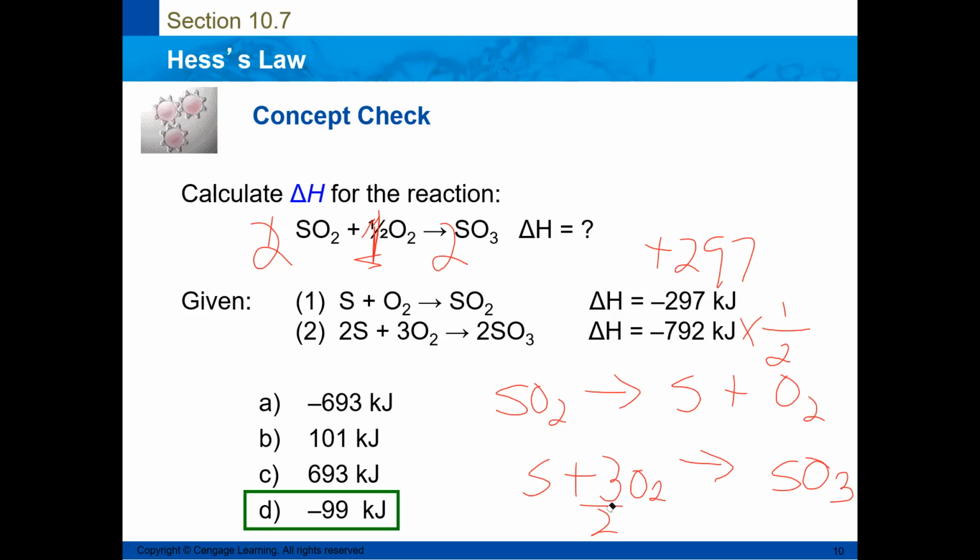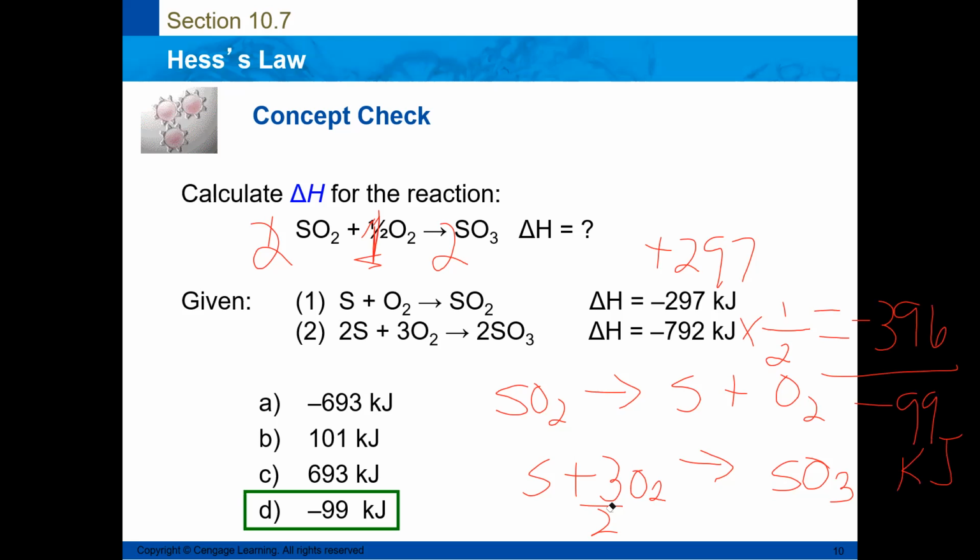Yes. So once you multiply this one times half, that becomes half of that, which is, I said the number, but now I don't have it divided by 2. It's -396. All right, now if you add those two, that gives you -99 kilojoules, which is correct.